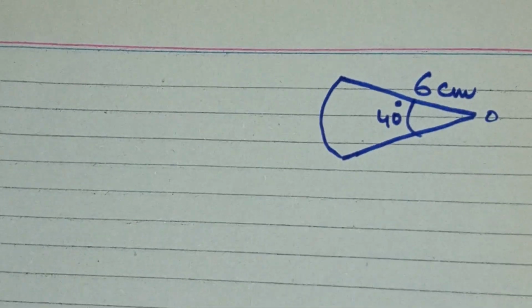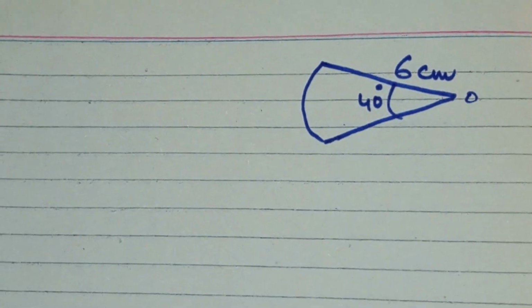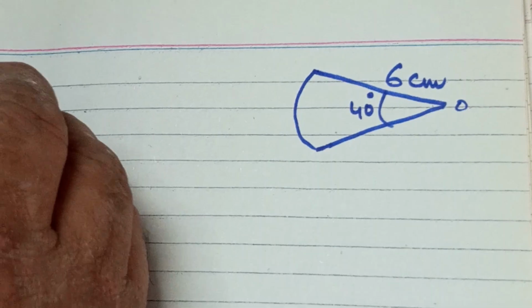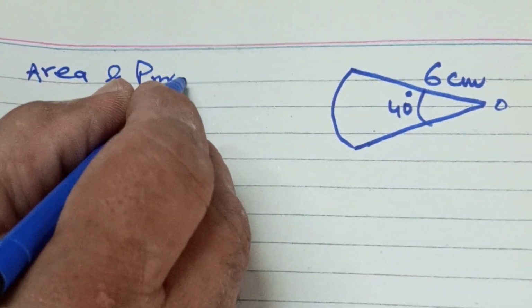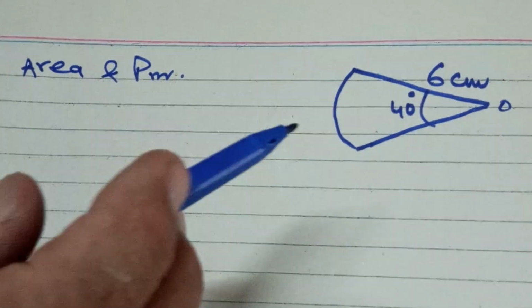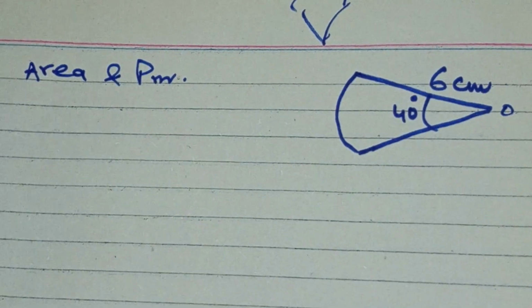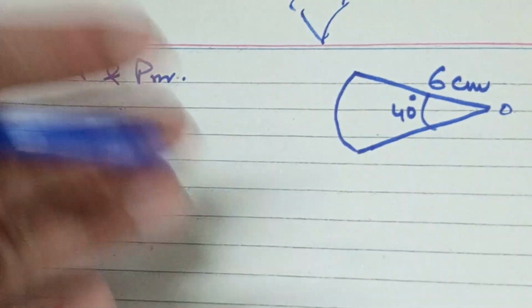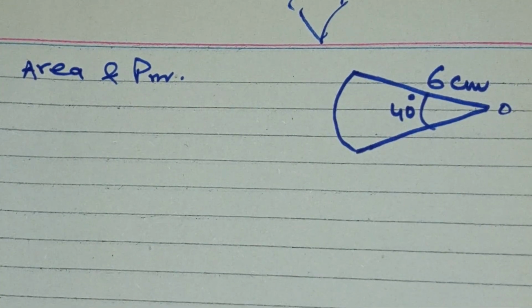Now what we have to find is the perimeter and area. Yes, we have to find the area and perimeter, PM. In your book the figure may be like this, or like that, or upside down. The area and perimeter remain the same.